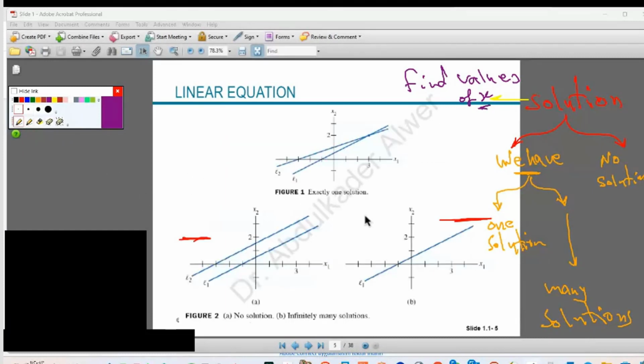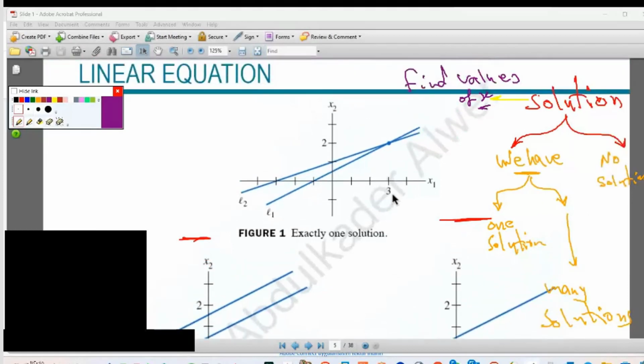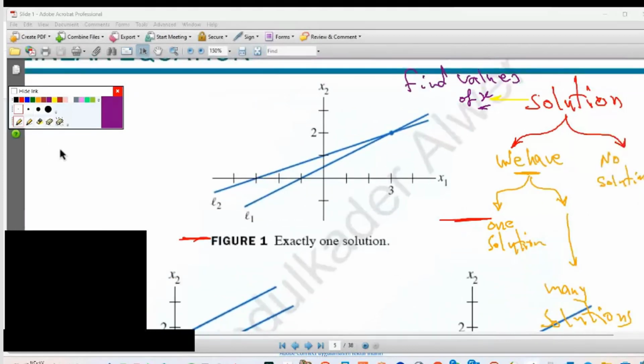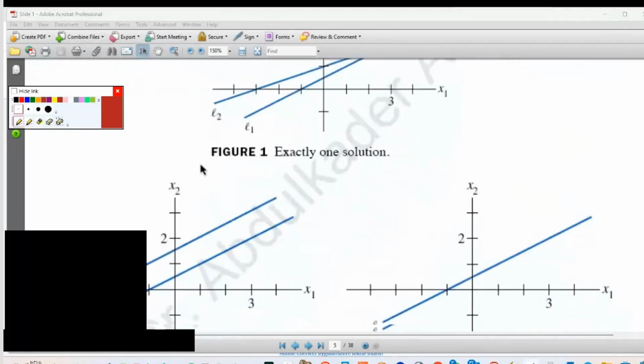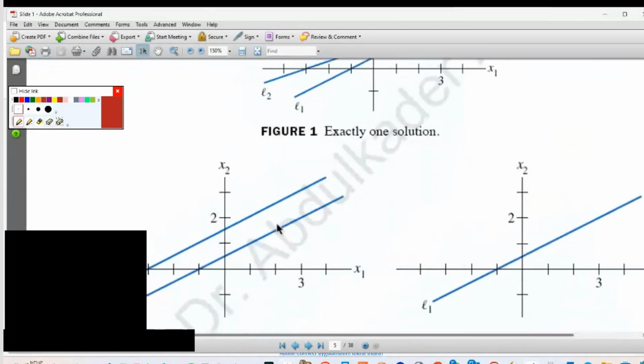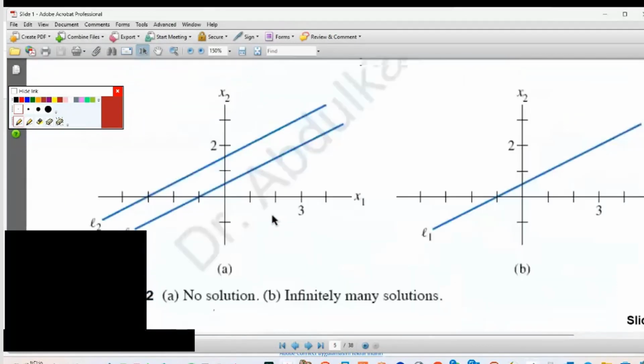See here, my friends. For example, I have two equations. As you see here, we have one solution, this one. This is linear equation 1, and this is linear equation 2. For the other part, there is no cross, so there is no solution.